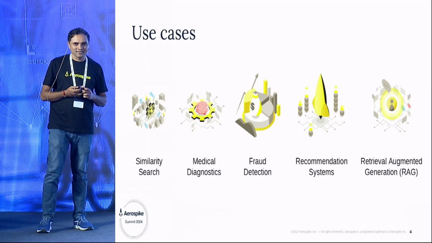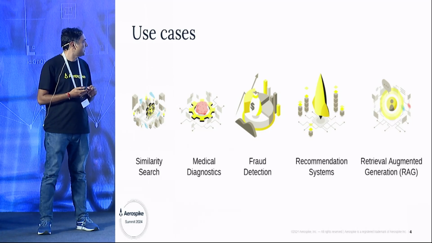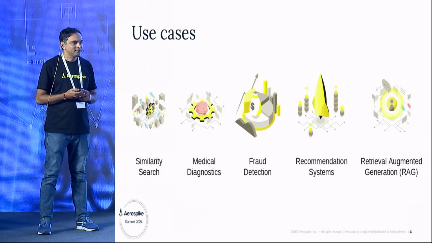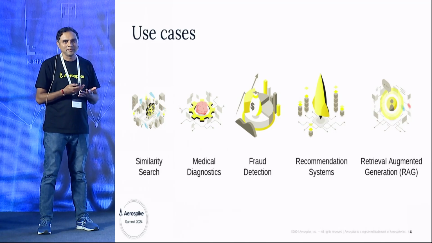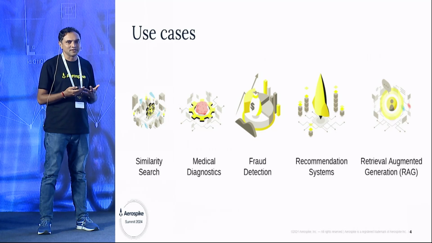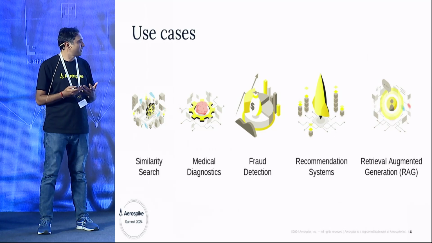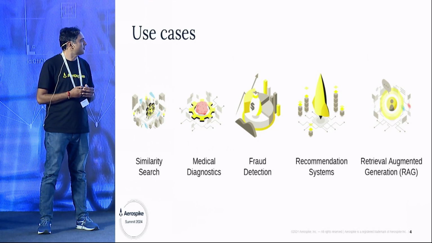The other application, which is again driven by similarity search, is medical diagnostics. You could, for example, have X-rays or scans and then classify them as malignant or benign, just based on image similarity or similarity that you have trained your data models for.